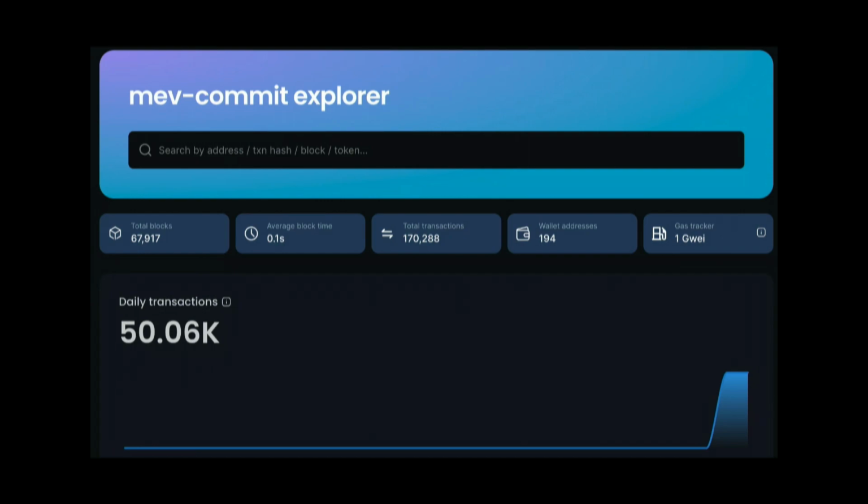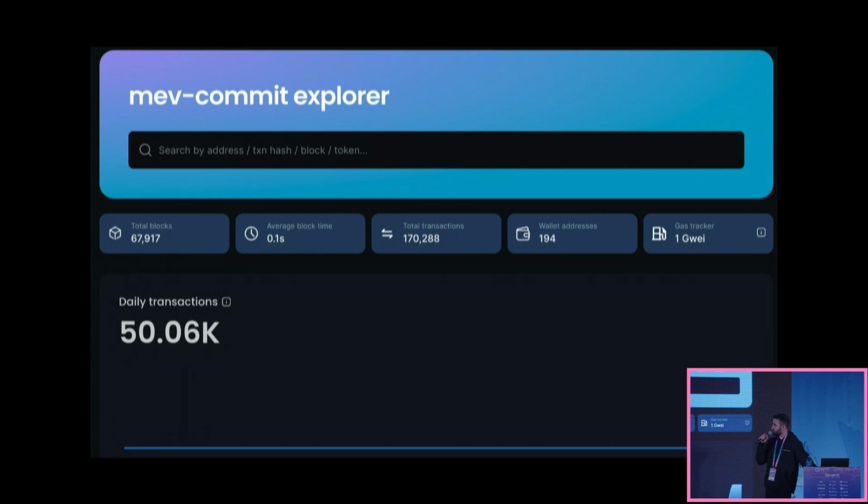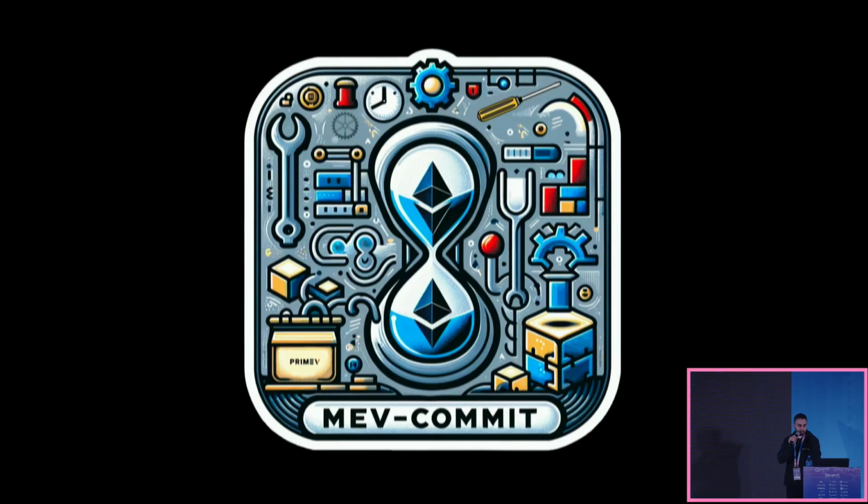This is our Explorer. It just reset because of the new release, but as you can see, there's a few folks on there testing pre-confirmations, and actually the block builder that integrated is, I believe, the dominant block builder on Holesky testnet today. I encourage the audience to check out mev-commit and let us know your thoughts.